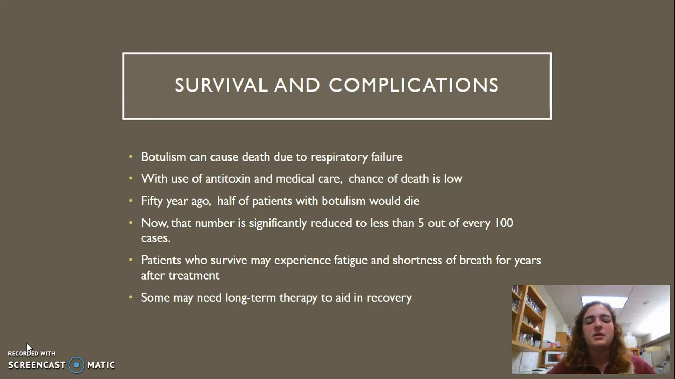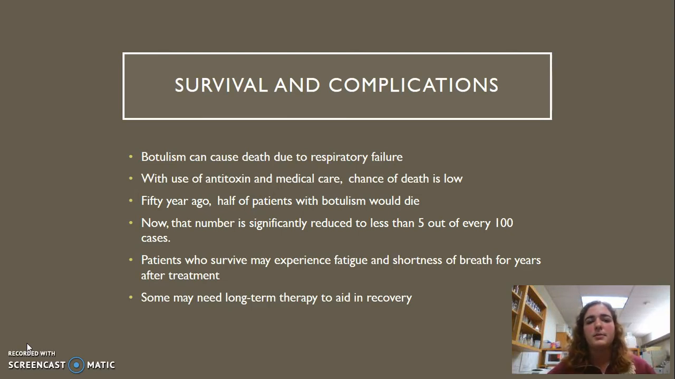So about 50 years ago, we would have seen half the cases of botulism resulting in death, but now that number is reduced to only about 5 out of every 100 cases. So a lot of advancement there for the treatment and preventing death from this disease.